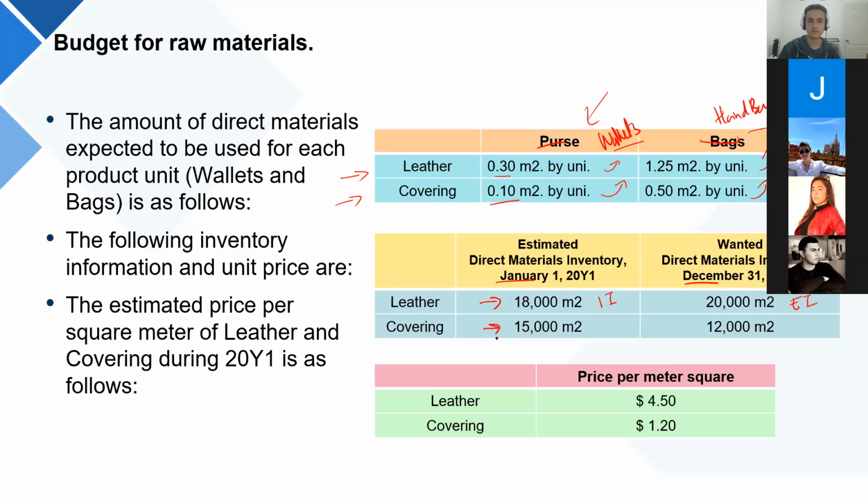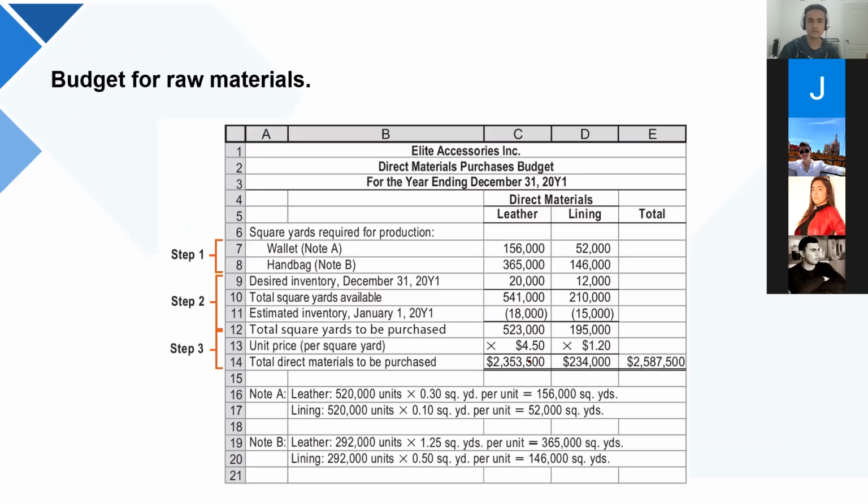And the last part I need is the price per unit. In this case, it's a square meter. I'm sorry, it should be a square meter, and that's the price I need for each square meter of materials that I'm going to use. In your case, it's just the unit price for each raw material. So we have all the information. Let's start working on assembling the budget for raw materials.